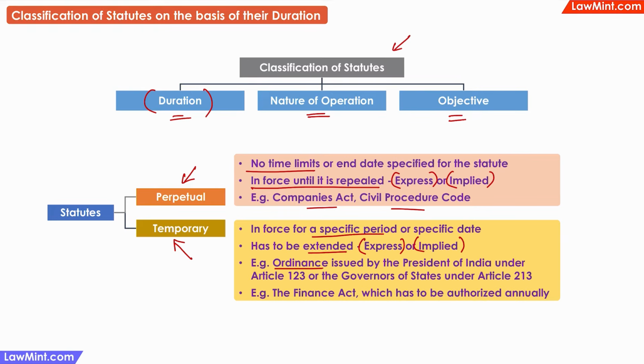For example, ordinances issued by the President of India or by the governors of the states are temporary in nature. The articles of the Constitution that enable such ordinances also specify their expiry. For example, Article 123 says that an ordinance issued by the President of India will automatically cease to operate at the expiration of 6 weeks from the reassembly of the Parliament. The Finance Act is also a temporary statute because it has to be authorized annually.